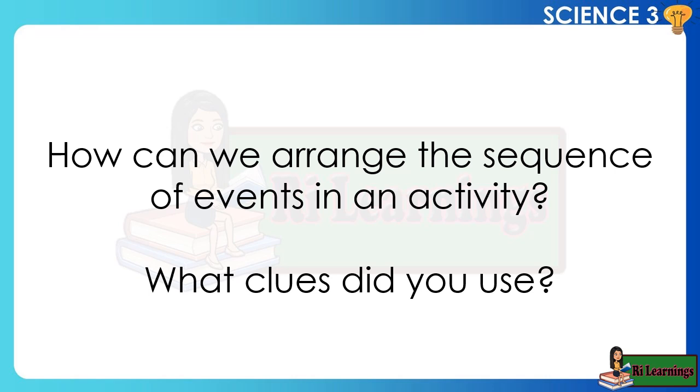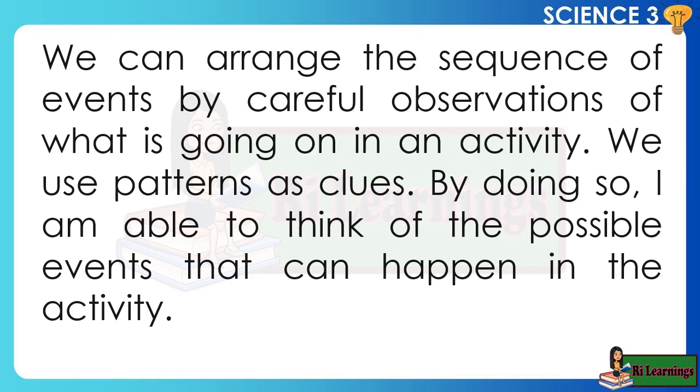How can we arrange the sequence of events in an activity? What clues did you use? We can arrange the sequence of events by careful observations of what is going on in an activity. We use patterns as clues. By doing so, I am able to think of the possible events that can happen in the activity.